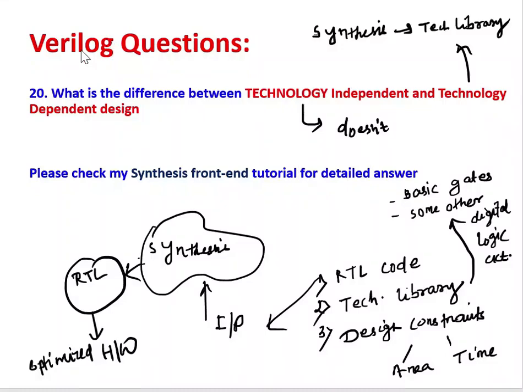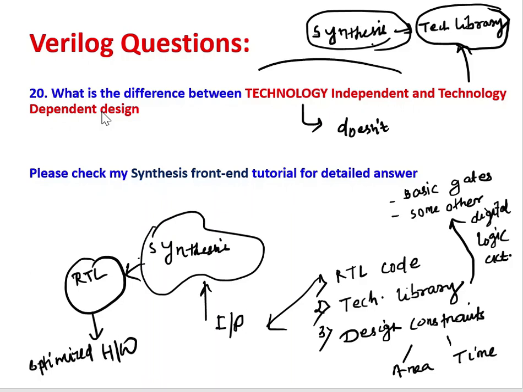First question is, what is the difference between technology independent and technology dependent design? Technology dependent design means the synthesis tool uses a technology library and optimizes your design. And technology independent design means during the synthesis your synthesis tool doesn't use a tech library. This is the basic difference.